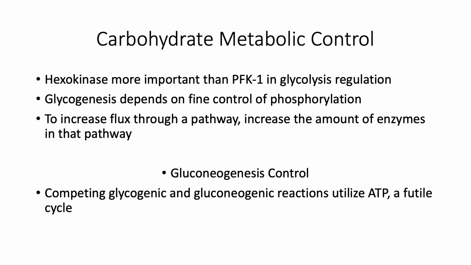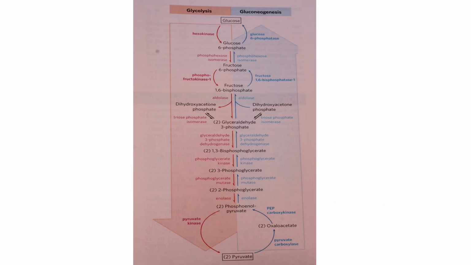We talk about carbohydrate metabolic control. Hexokinase is more important than PFK1 in glycolysis regulation. Gluconeogenesis depends on fine control phosphorylation, and to increase flux through a pathway, you increase the amount of enzymes in that pathway. And gluconeogenesis control is governed by the amount of ATP. Both of the competing glycolytic and gluconeogenic reactions utilize ATP, and this is what we call a futile cycle.